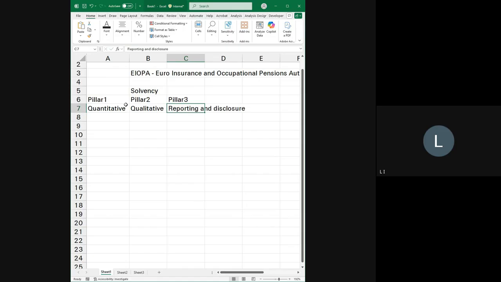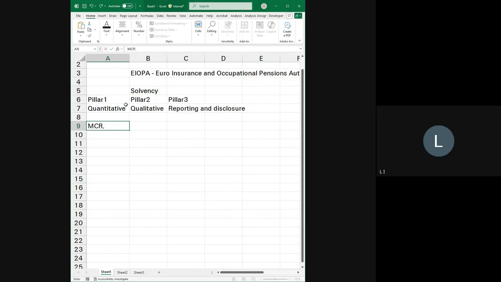Solvency ratios, calculating them, meeting the minimum capital requirement, meeting the solvency capital requirements, looking at your balance sheet and doing that, right? So all of that comes under quantitative, say calculating MCR, SCR, right?